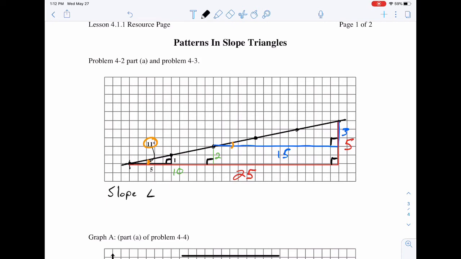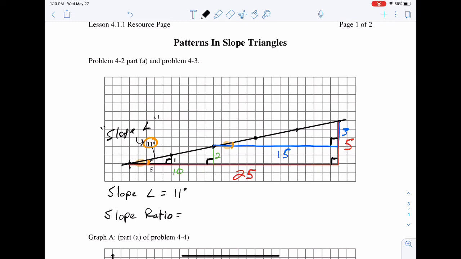I want you to write slope angle equals, and then write slope ratio equals. So our slope angle is this bottom left angle of each slope triangle. And we'll go ahead and mark it here. And so our slope angle is 11 degrees. Go ahead and calculate the slope ratio.